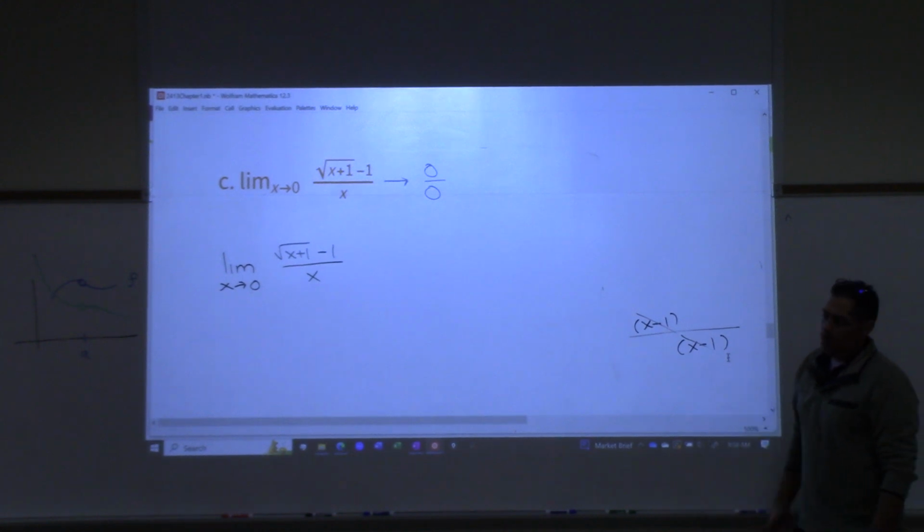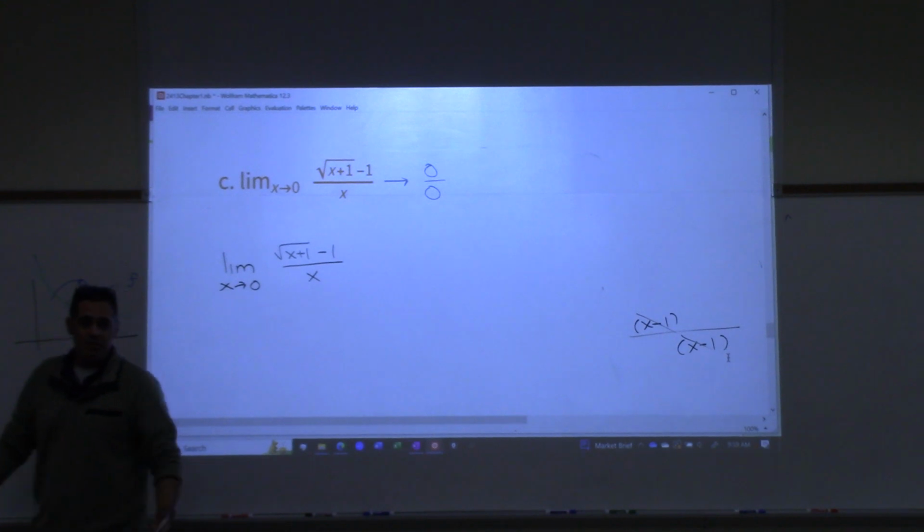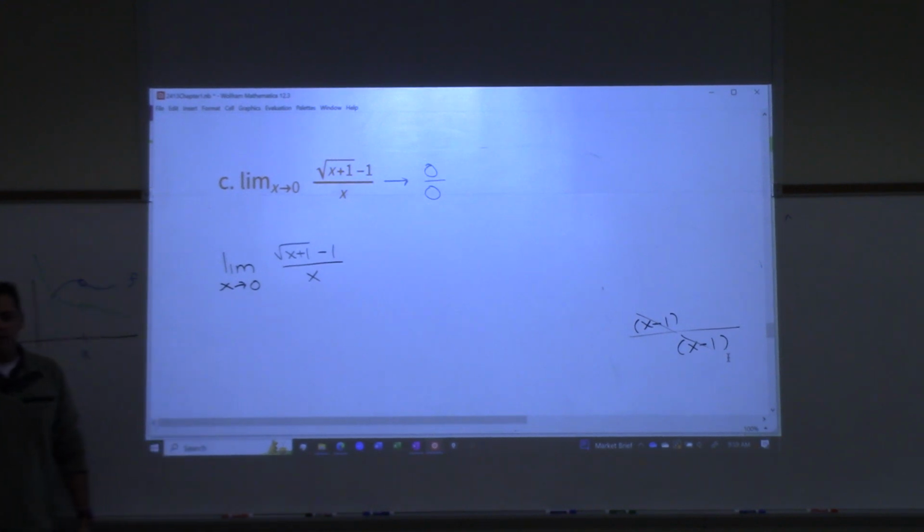Well, I can tell you right now, you're not using difference of cubes because that's not a difference of cubes. You're not using a difference of squares because that's not a difference of squares. So what are you going to do? Yes? Could you maybe separate it into two different fractions, and then manipulate it?